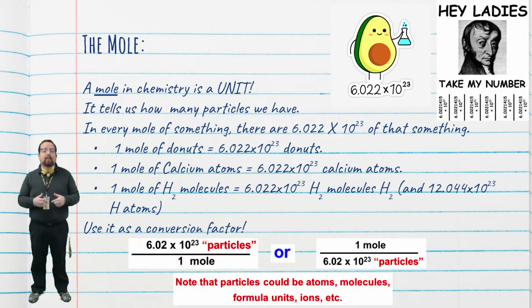It works in the reverse way as well. If I had 24 donuts, you'd say I have 2 dozen. If I had 12.044 times 10 to the 23 donuts, then you'd say I have 2 moles of donuts. It's sometimes called the chemist's dozen because it's just a different way to count how much we have of something. Go ahead and add this number to your toolbox of conversion factors. If you want to convert from moles to particles or vice versa, just plug it into your normal unit conversion type problems and just make sure the units cancel appropriately.